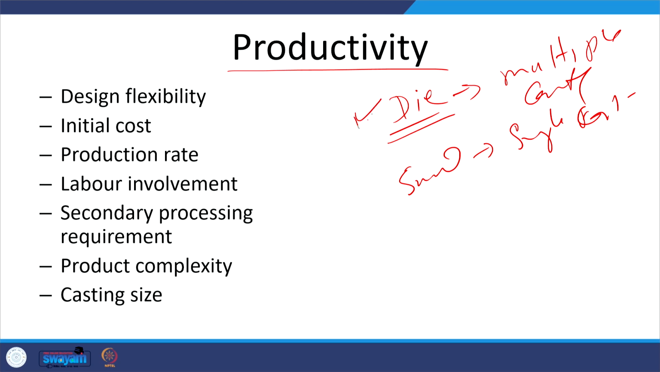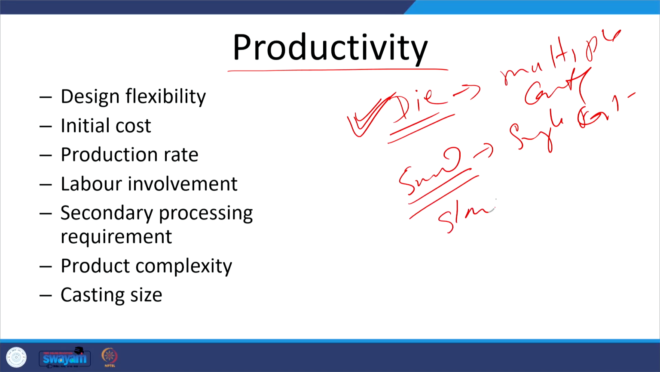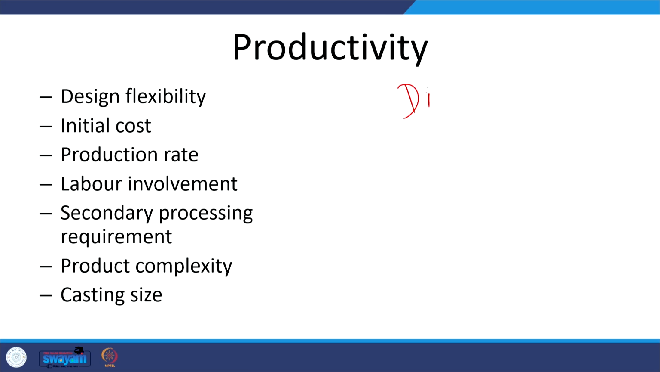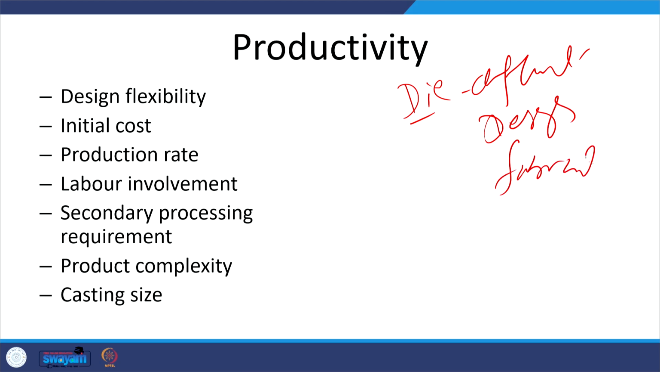Therefore, this allows a much faster production rate compared to sand mold casting, because we have to prepare the sand mold each time, and after making the casting it has to be broken. So this is slow; the rate of production observed with sand mold casting is low. But you see that making the die is difficult, because it has to be designed and fabricated, and then it will be used multiple times.